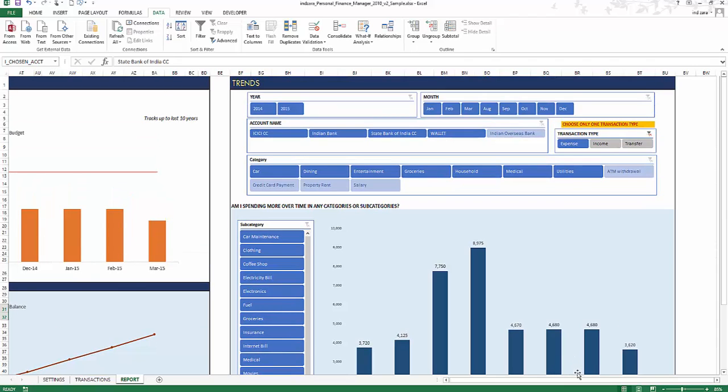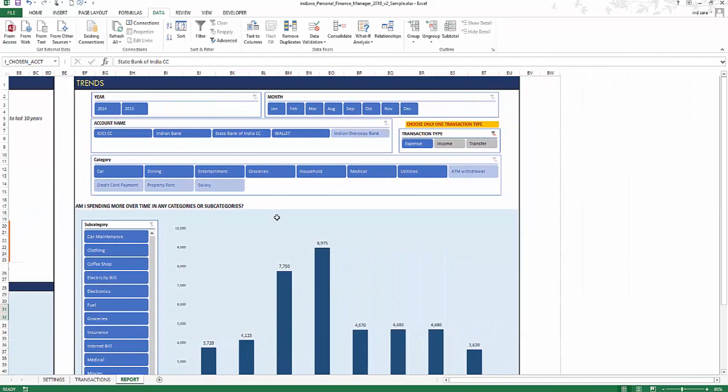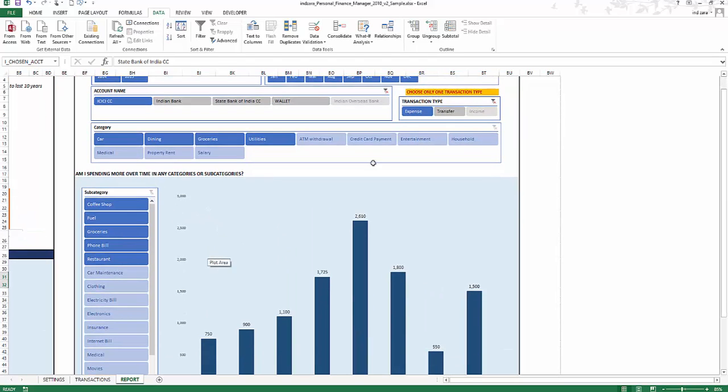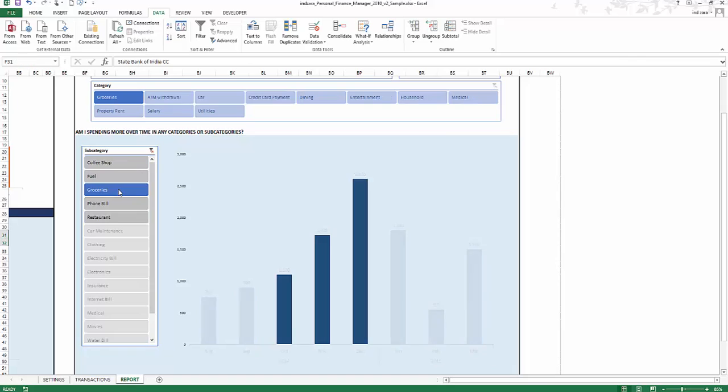Finally, we have the trends section where you can actually slice the data in many different ways. In this case, I'm looking at all the years that I have data for, all the months, and I can specifically choose one account if I want and see all the expense transactions in that one account, and I can drill in further and say, okay, groceries, how am I doing?